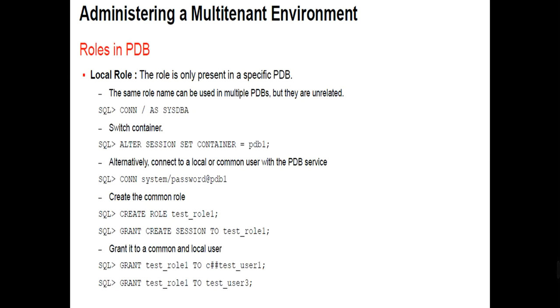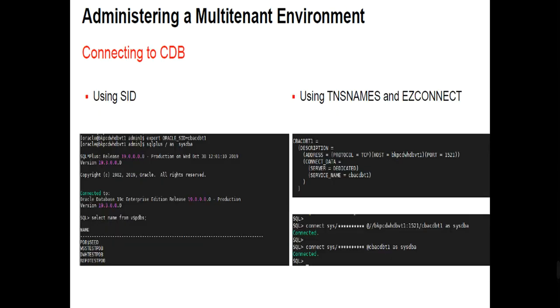Okay, you got it. So you can log in as SYSDBA to the root container, alter session set container to the PDB, or alternatively connect to a local or common user with the PDB service. Create the common role: create role test_role1, grant create session to test_role1, and grant it to a common and a local user. So this is the way we create roles in a PDB. Connecting to the CDB can be done using SID, TNS name, EasyConnect or LDAP. So this is the method we use for connecting to the CDB.